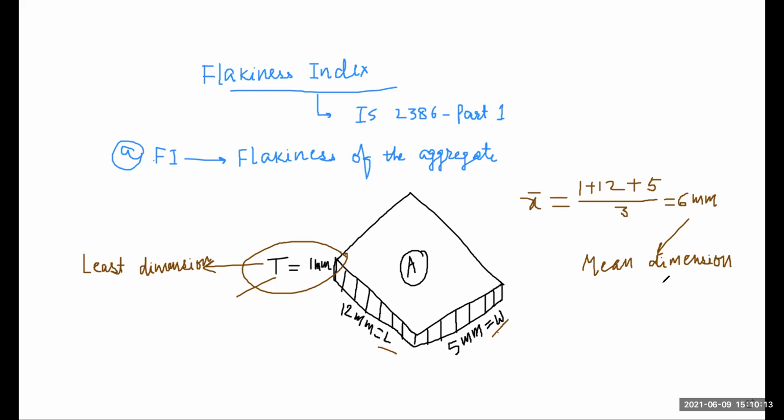3 by 5 or 0.6 of the mean dimension means, suppose we take another variable y, which is 3 by 5 of this x bar, because we have to take 3 by 5th or 0.6 of this mean dimension. So 3 by 5 into 6, that is 0.6 into 6. So what is the result? Y is equal to how much? 3 by 5 into 6 is equal to 3.6 mm. Okay.